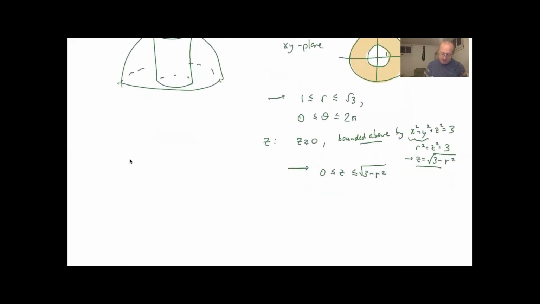So putting it together, the volume would be integral theta equals 0 to 2 pi, r equals 1 to square root 3, z equals 0 to square root 3 minus r squared. That is describing the region D. 1, because we want volume. So for volume, we integrate the function 1. And then we have to put the volume element.